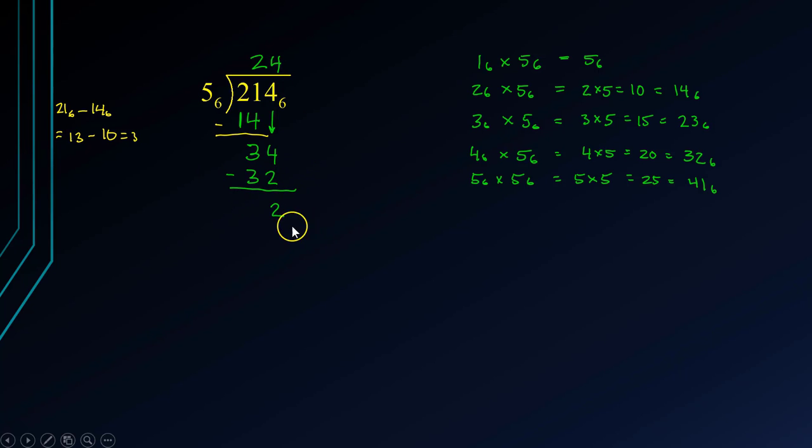Leaves me a 32 base 6 with a remainder of 2. Now there's no more numbers here, so I would write this with a remainder. I would say that this is 24 base 6 with a remainder of 2 base 6. Moving on to the next one.